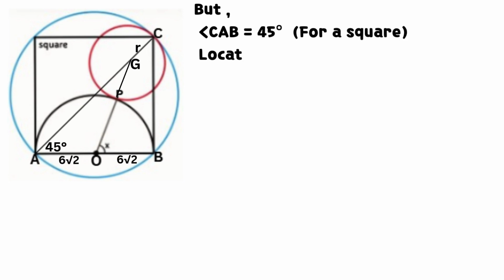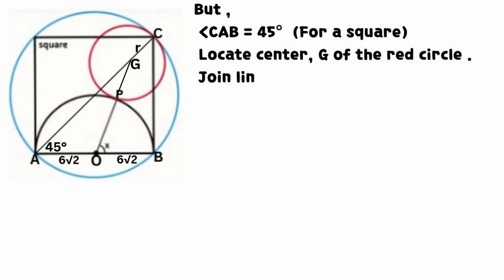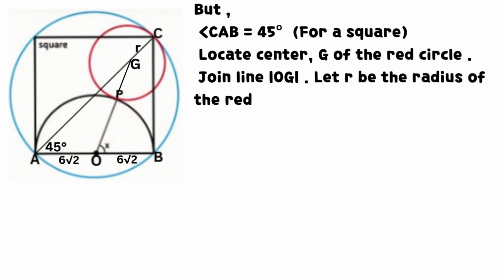Since line AC is the diagonal of the square, angle CAB equals 45 degrees. This rule is for a square. Locate center G of the red circle. Join line OG. Let the small r be the radius of the red circle. This implies that line CG equals small r. Let us find the value of line AG and line OG. Recall that P is a tangent point.